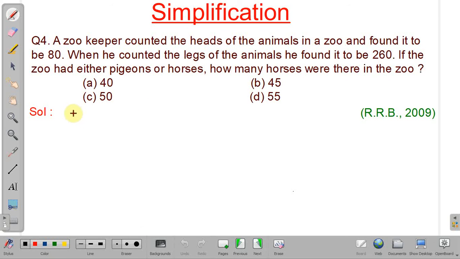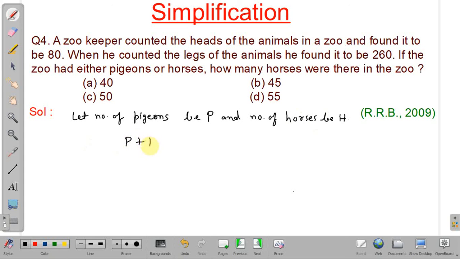So we will assume, let the number of pigeons be P and the number of horses be H. Okay. So when he counted the heads, see, each pigeon and each horse has only one head. So P plus H should be equal to 80. This is our equation number 1.